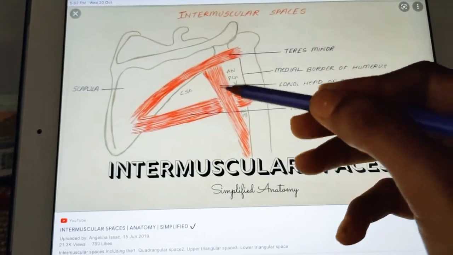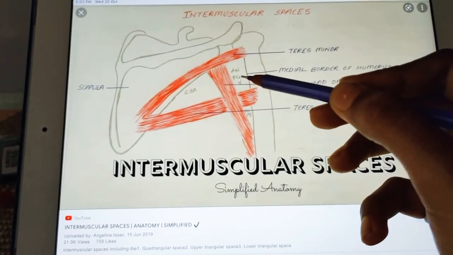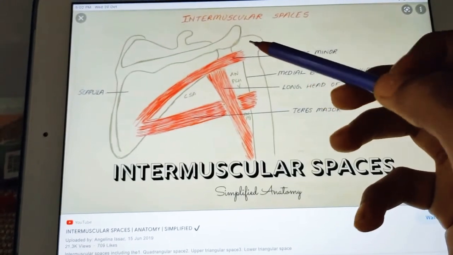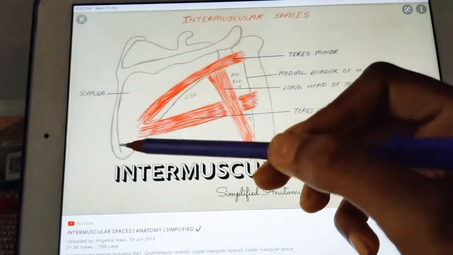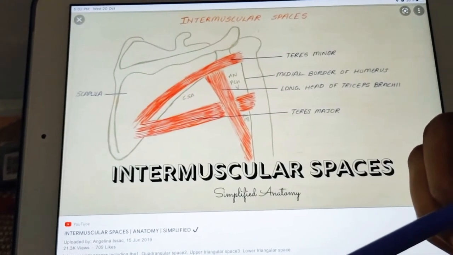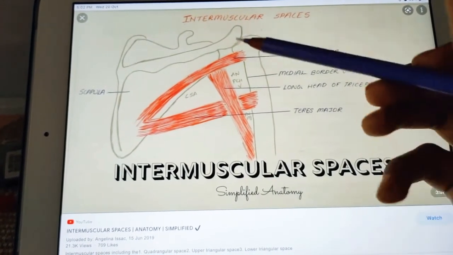So the quadrangular space, this is the quadrangular space. The boundaries of quadrangular space are superiorly you will see the subscapularis in front. So actually this is subscapularis muscle, right? So superiorly you will see the subscapularis in front, and also in superiorly you will see the capsule of shoulder joint, right?